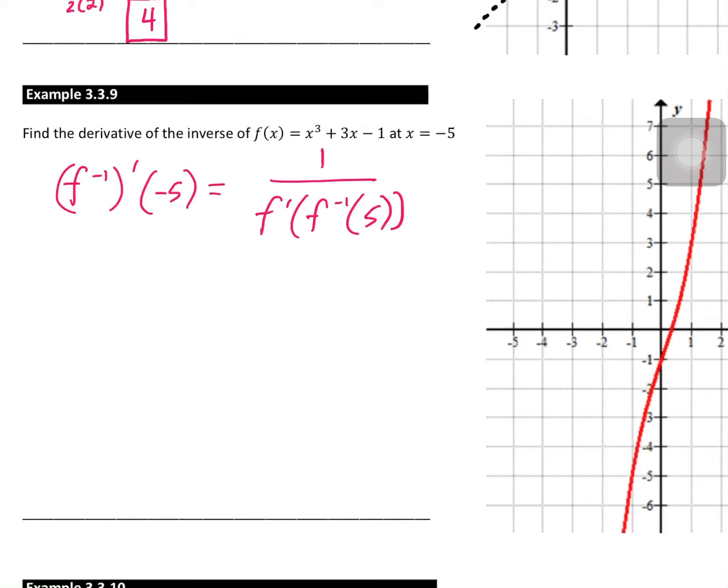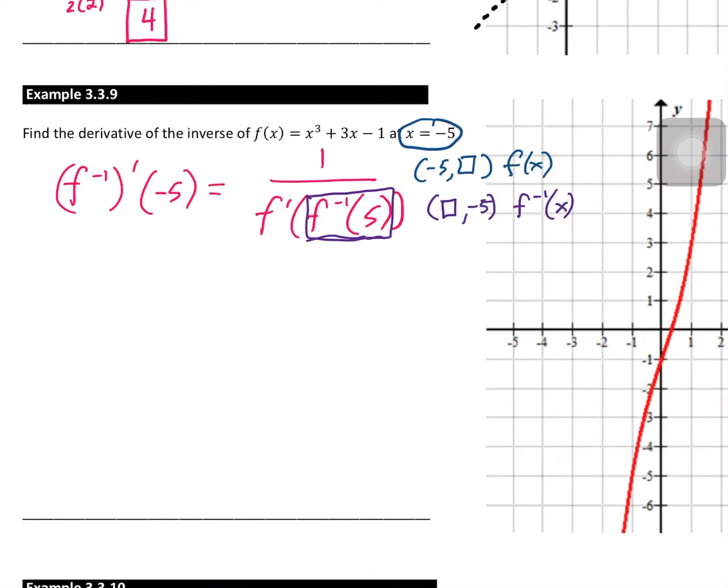Now remember, if I have a point (negative 5, something) on the original graph of f of x, then on the inverse of f, the point should be (something, negative 5). So in order to find what the f inverse of negative 5 is in this expression, I need to take the original function and set it equal to negative 5.